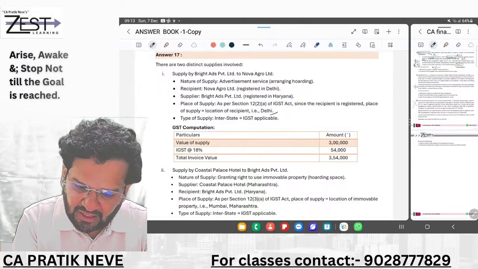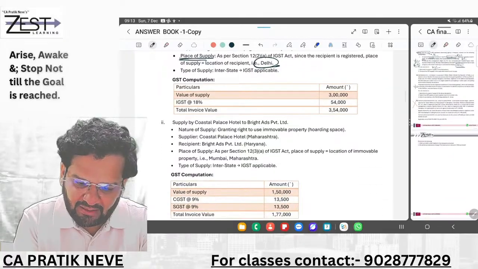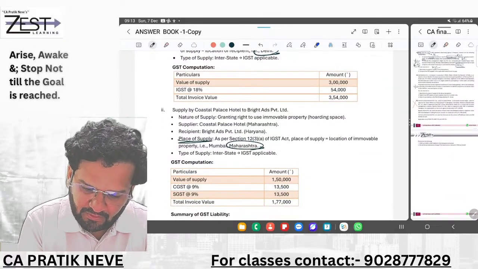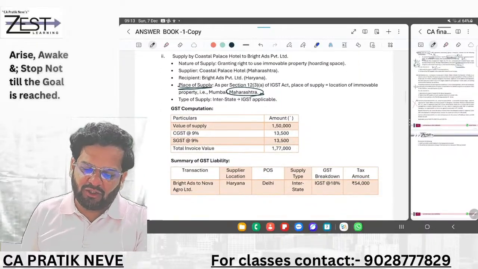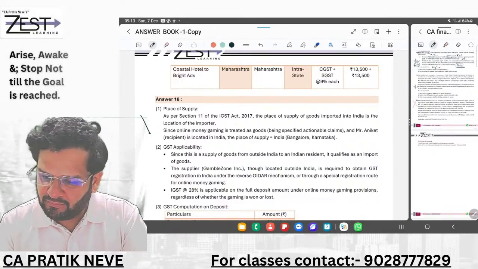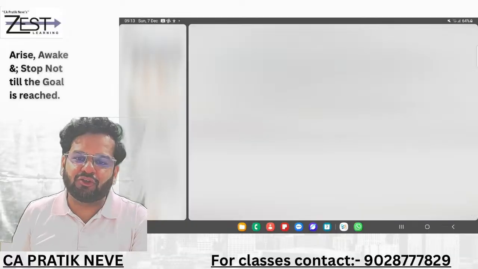See, Delhi and then Maharashtra. Okay, and in addition, you had to calculate GST also. Achha, 18th is also there. 18th is also there.